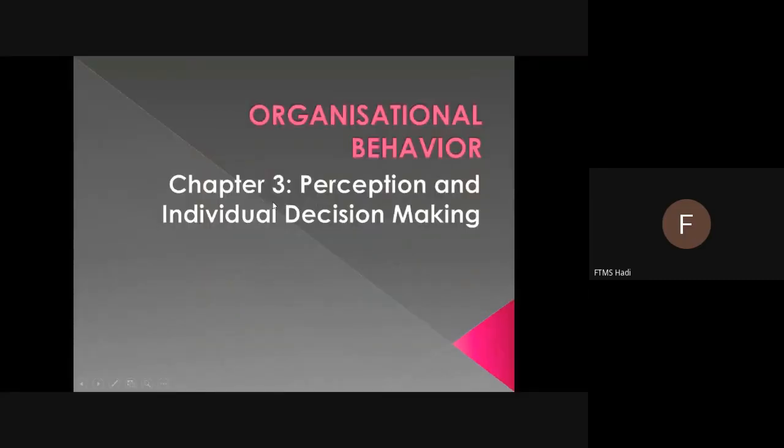Okay, this is chapter 4 actually. The old notes are in chapter 3, but currently it's in chapter 4. Chapter 4 is related to perception and individual decision making. So you need to understand the particular word perception before you can understand everything. So that is chapter 4.